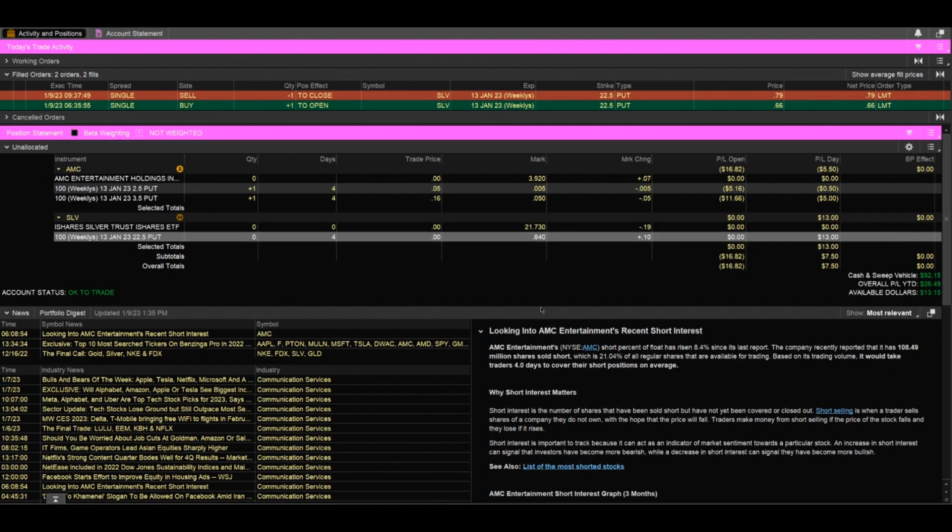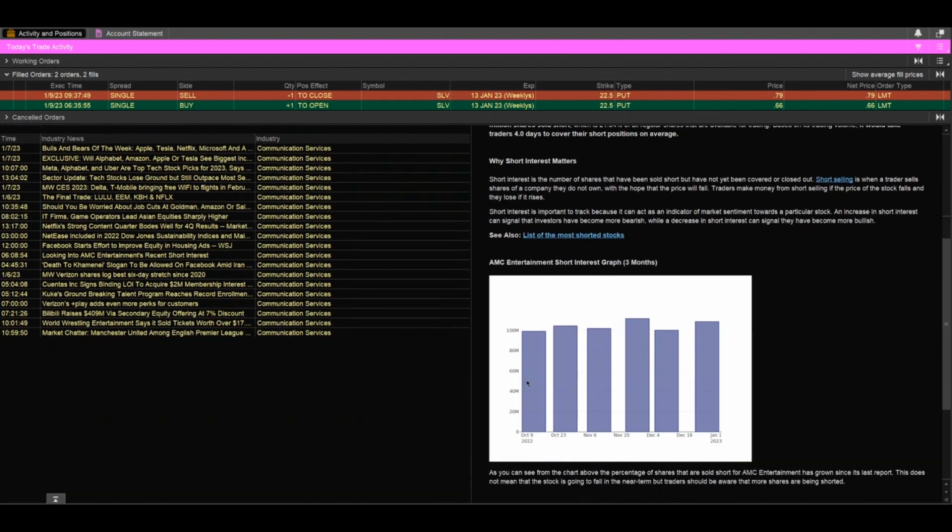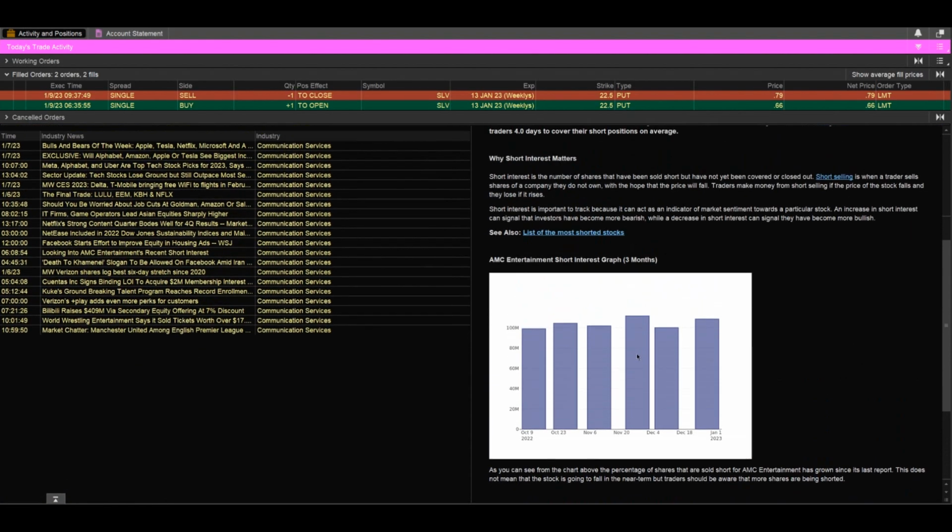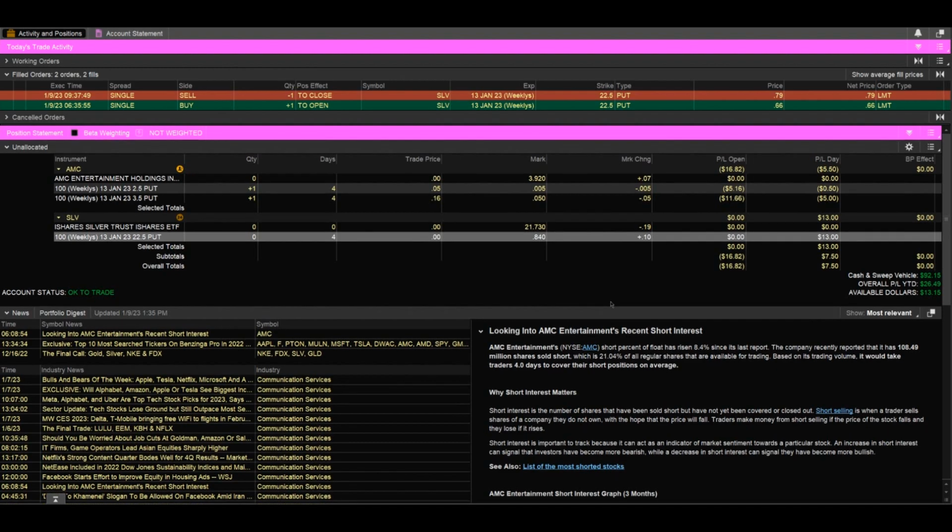And of course, there's all this news. Look at this. Looking into AMC's recent short interest. This is Benzinga. And I'm just like totally uninterested. I don't even pay attention to this. I just breeze right by it and stick to the analysis.